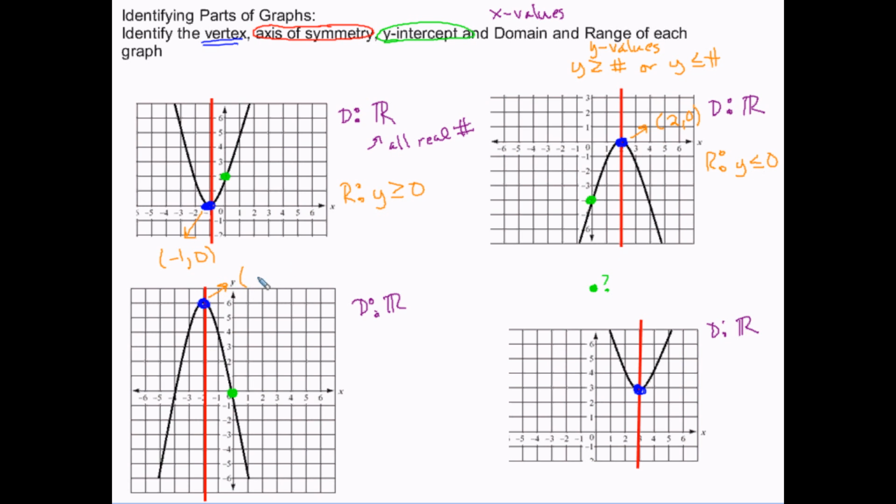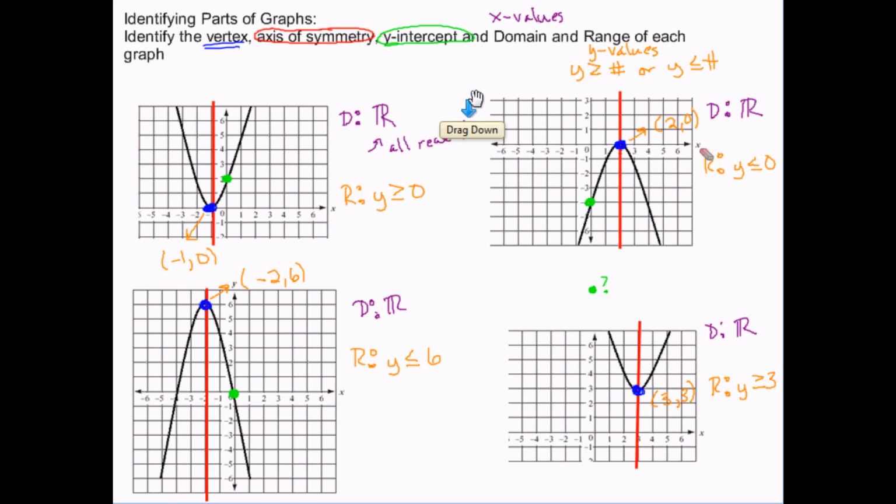Here our vertex is at -2, 6, and we're opening downward, so our range is going to be y is less than or equal to 6. Here our vertex is at 3, 3, and we're opening upward, so our range is going to be y is greater than or equal to 3. So if you open upward, you're greater than or equal to. If you open downward, you're less than or equal to for your range.